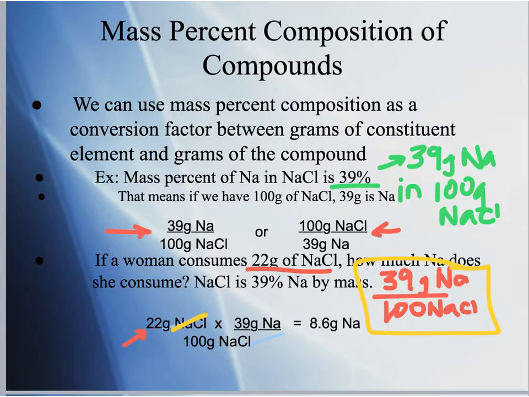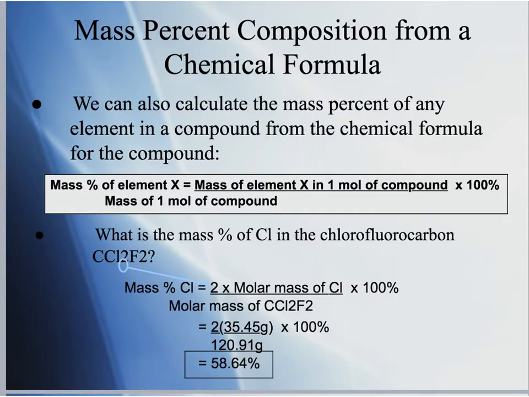And when we cancel our units, multiply on top, divide by the bottom, we get our answer, 8.6 grams of sodium. Remember, we have to do the correct number of sig figs. We've got to match it up to what we start with. So we started with 2 sig figs, and so our answer should be rounded to 2 sig figs as well. So that's how it works with mass percent and using it as a conversion factor.